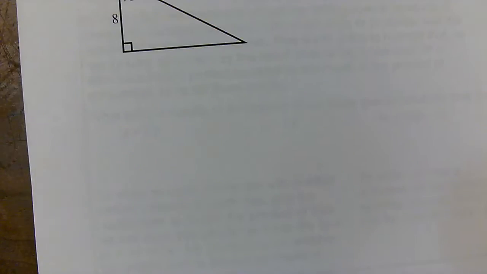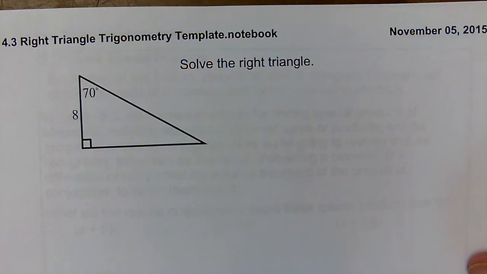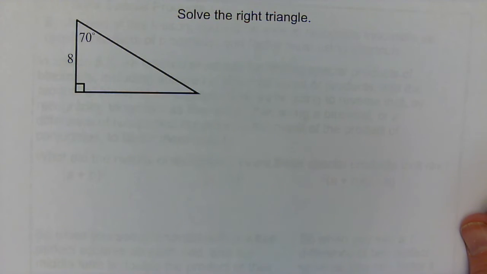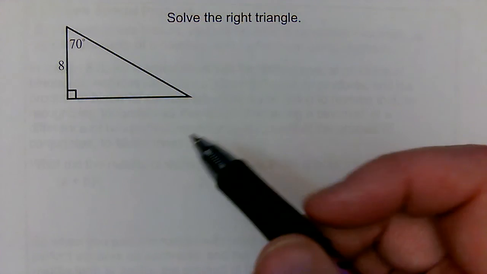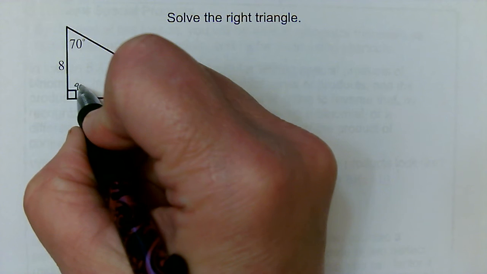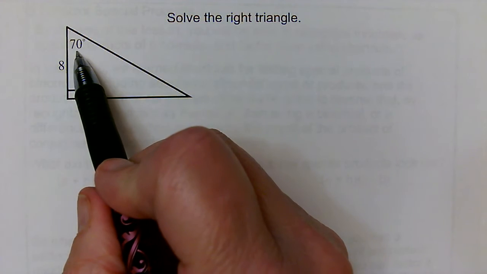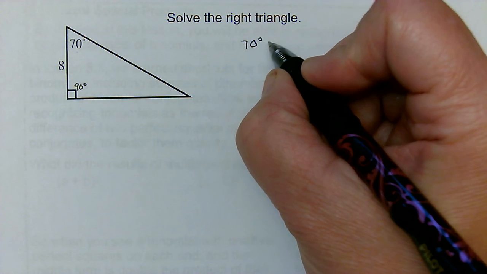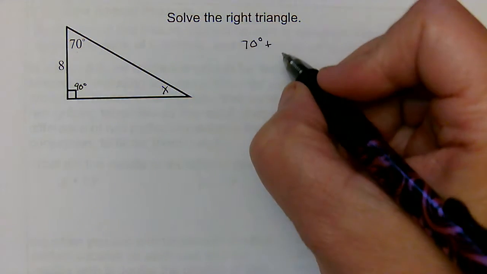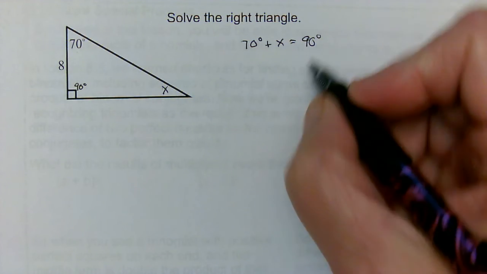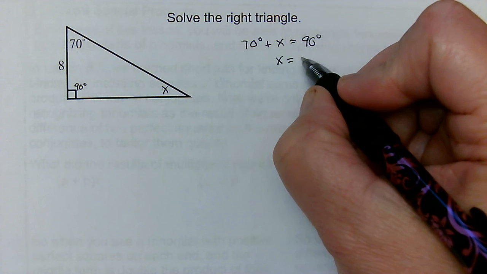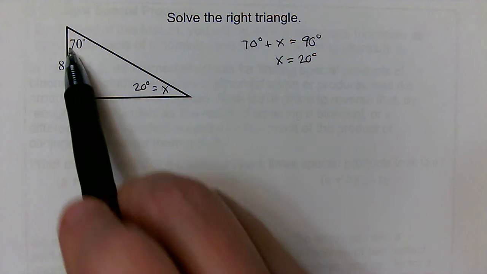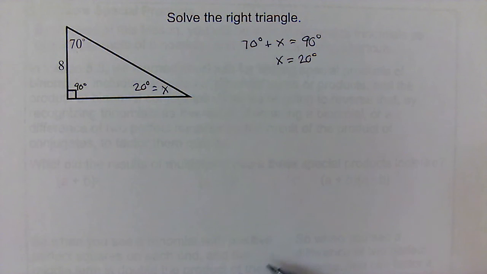Okay, the final thing I'm going to do is called solving the triangle. To solve the triangle means to find the length of all of its missing parts. Now in this case, I know that this is a right angle, so it's 90 degrees. And I'm told that this angle is 70 degrees. Since it's a right angle, that means the 70 degrees plus, I'll call that x, has to add up to 90 degrees. So if I subtract the 70, I get x equals 20 degrees. So now I know all 3 angles. Now I need to find the missing sides.